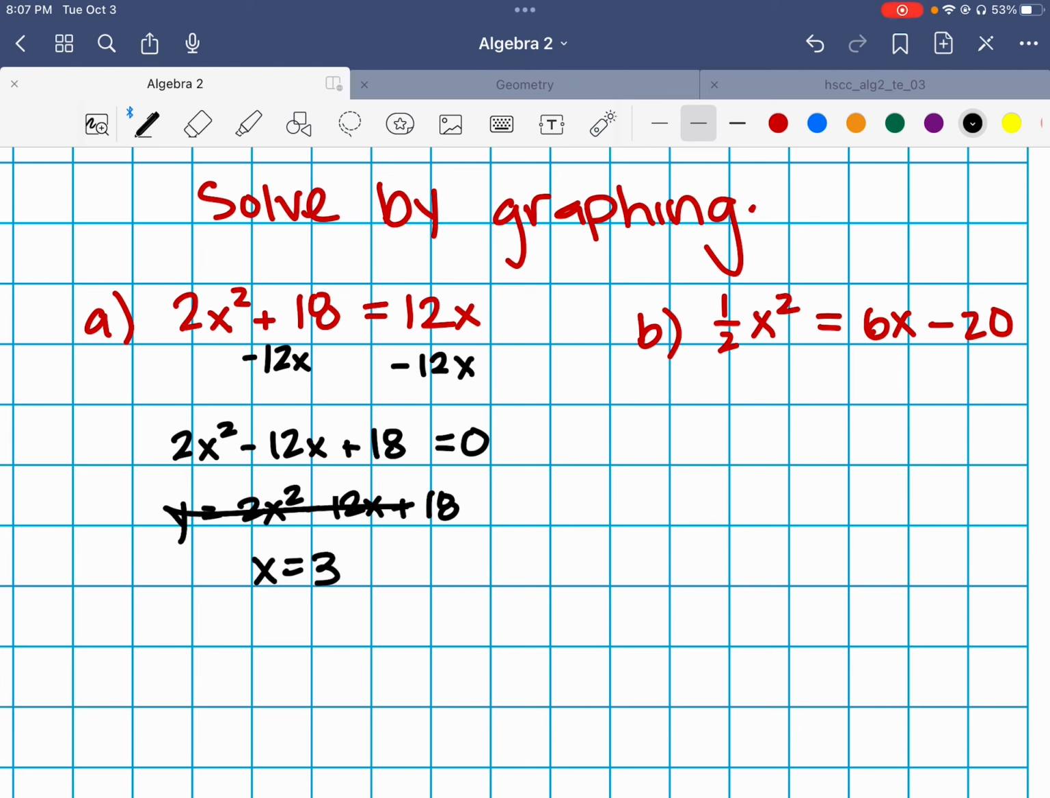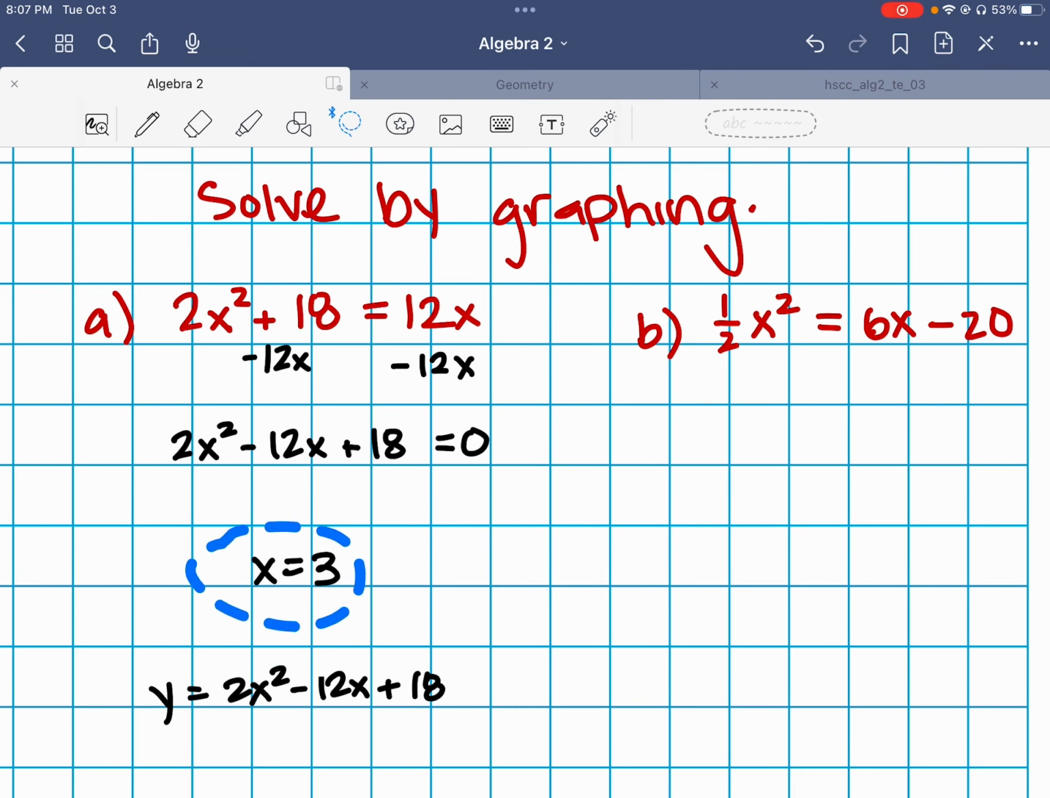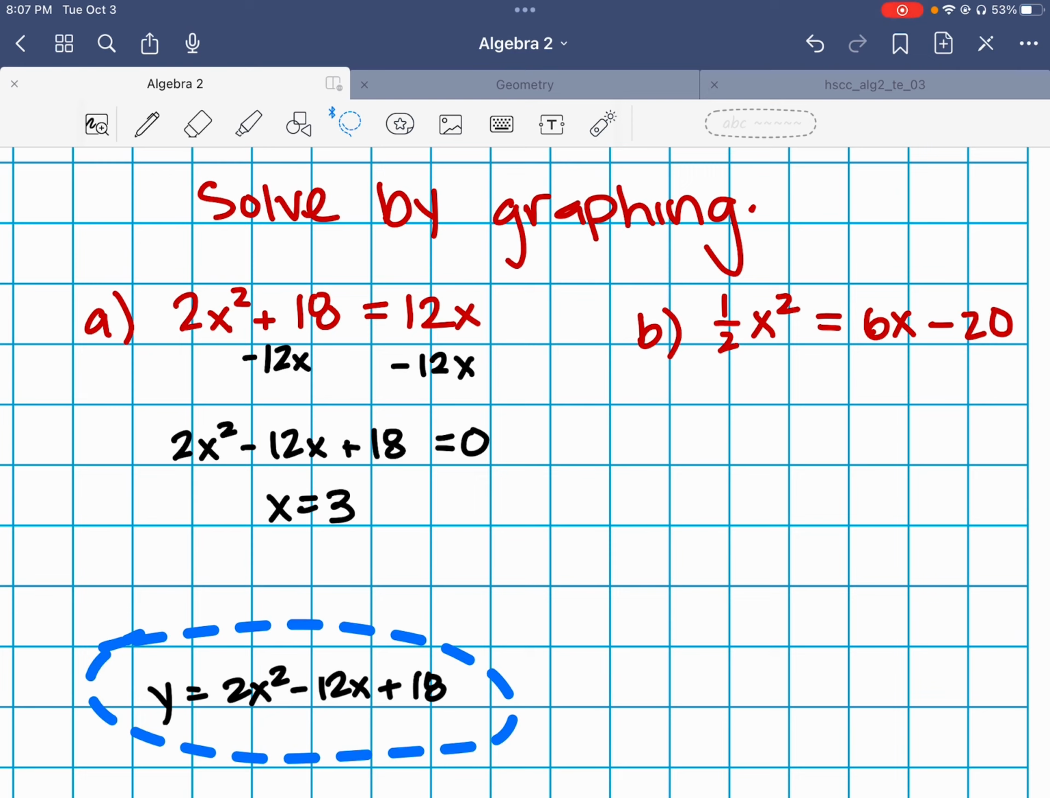Now, this right here is not the equation we're trying to solve because it has a y in it. That function is what we're going to use to help us understand what the solution to the equation above it is. So we have the equation that we're solving for, 2x squared minus 12x plus 18 equals 0. And then we have the function that's based off of it. Sorry, we're not trying to figure it out. We're trying to graph based upon the original.